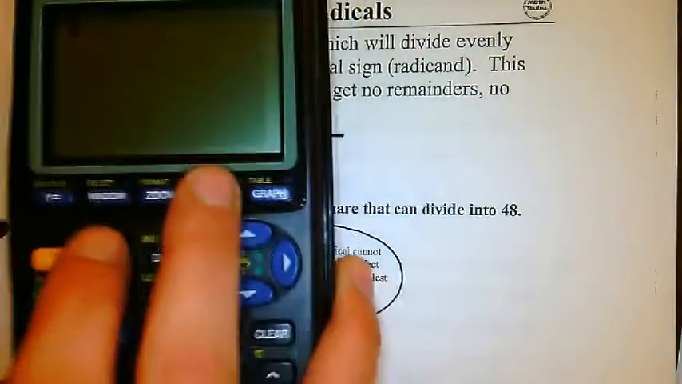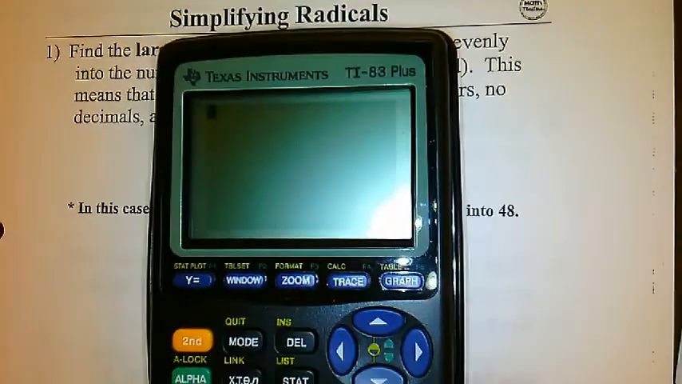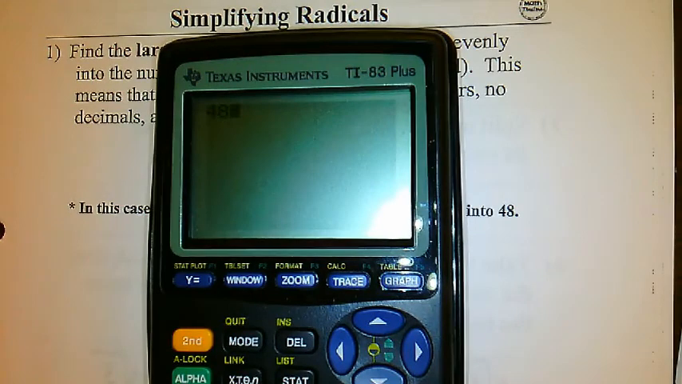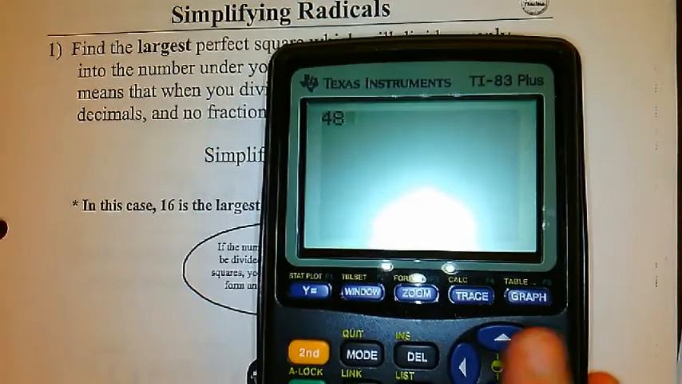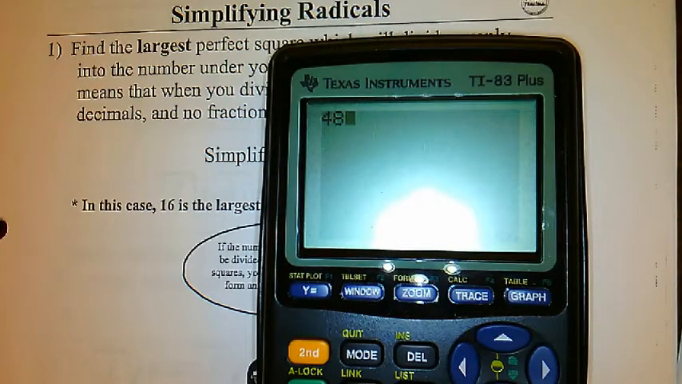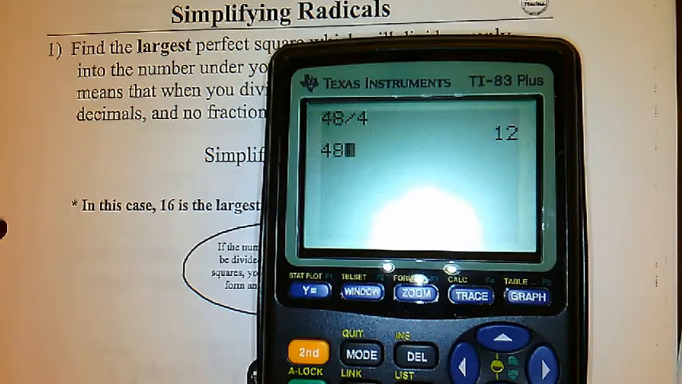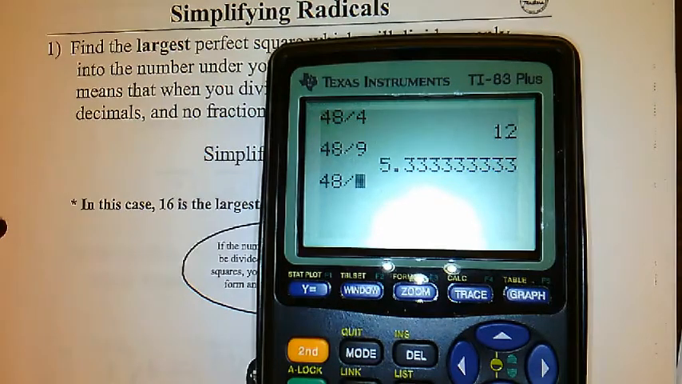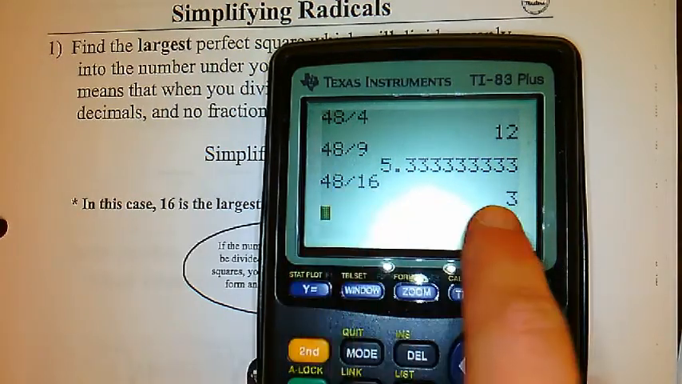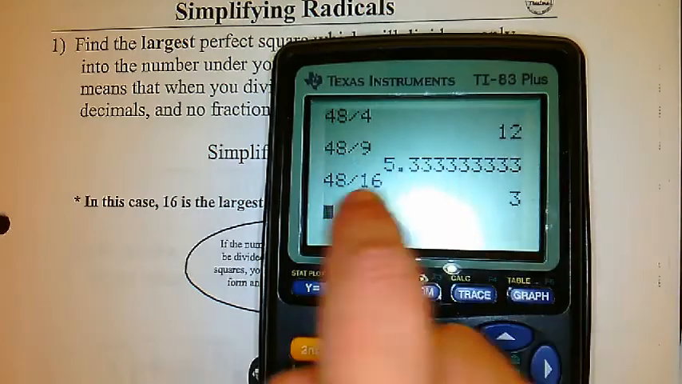So what I recommend you doing is something like this. You take the number 48 and you're going to start dividing out perfect squares. So 1, I'm not going to do that. I'm going to divide it first by 4. Well, 4 and 12, I know that probably can get lower than that, so I'm going to keep going. My next perfect square is 9. That gets me a decimal, so that's not right. My next perfect square is 16. Okay, 16 and 3.